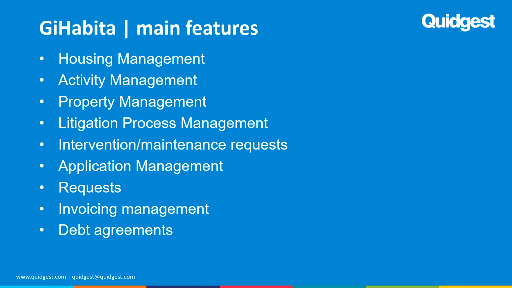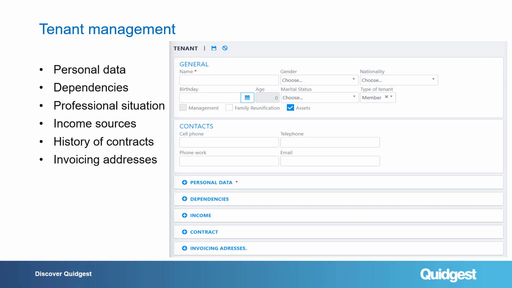What are the main features of a solution like this? One, we want to ensure that there's a housing management feature, also activity, properties, the litigation process, interventions or maintenance requests that are needed for the houses, application management for the consumer or the client that will be requesting these types of housing, invoicing and debt management and debt agreements for sometimes the litigation or due and delayed payments in the rents.